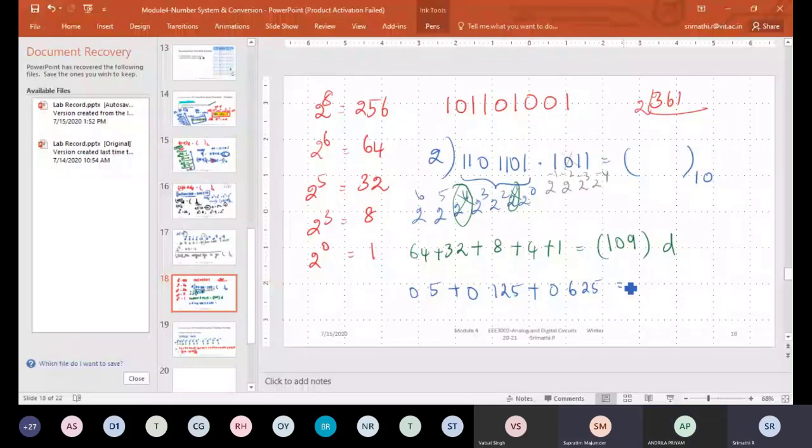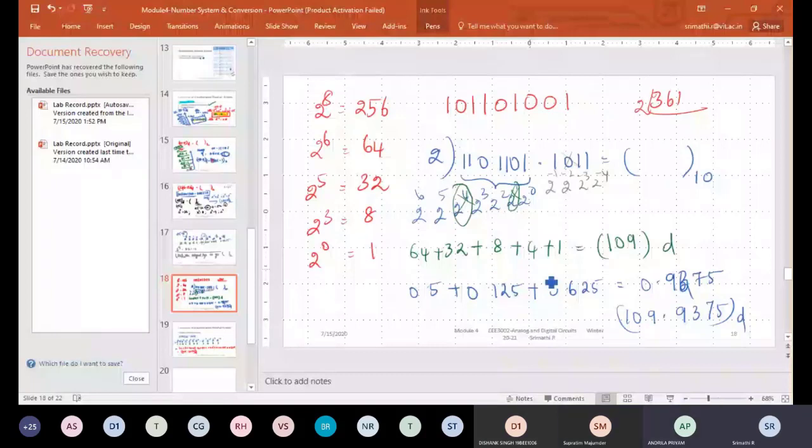Have you added up everything? Yes, ma'am. So what will be the total answer? 109.9375 is your answer. Everybody is getting the same answer? Ma'am, it's 0.6875. I'm getting only 6875. This is 0.625 plus 0.125. Ma'am, that should be 0.0625, ma'am. Ma'am, 0.6875. Yes, ma'am.